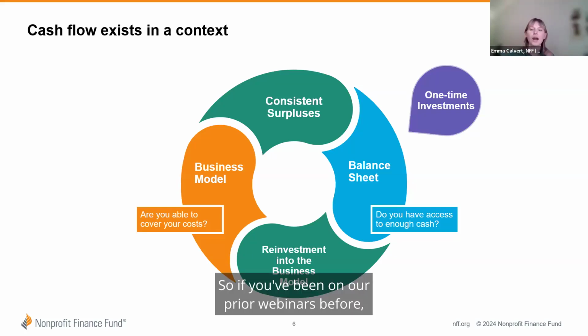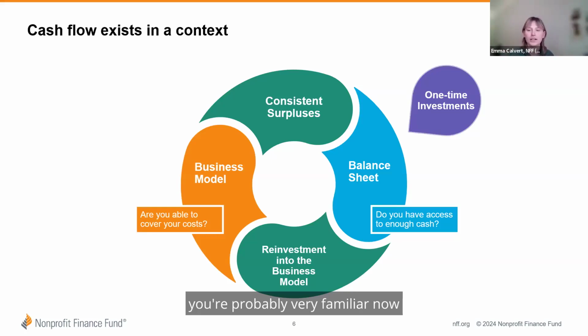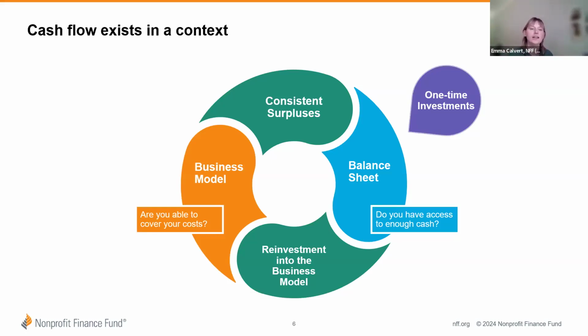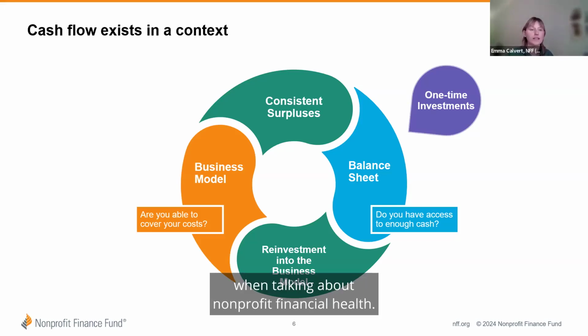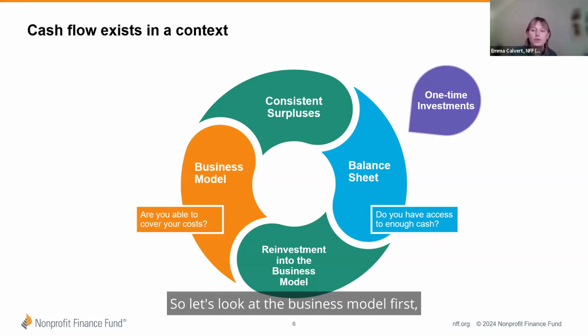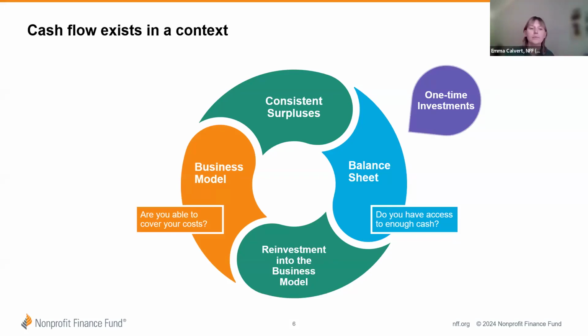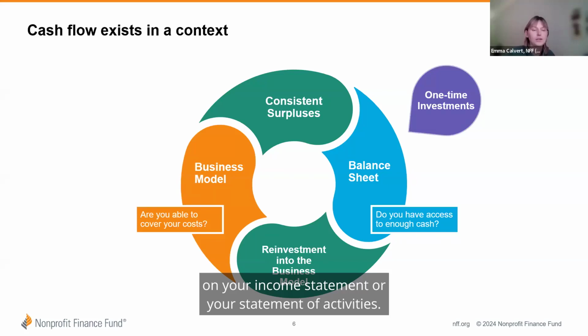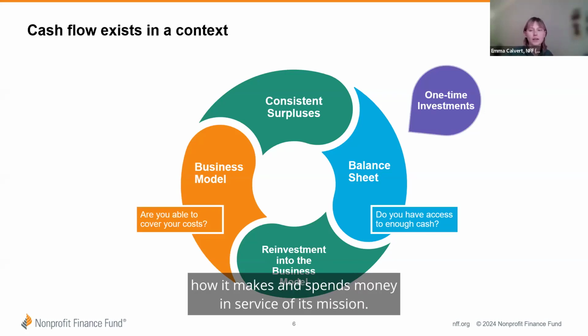So if you've been on our prior webinars before, you're probably very familiar now with this diagram, this graphic. And we like to use this diagram when talking about nonprofit financial health. It shows us what a healthy financial model can look like and how cash flow operates in this context. So let's look at the business model first, which is that little orange bar. And your business model is reflected on your income statement or your statement of activities. This aspect of a nonprofit's finances has to do with how it makes and spends money in service of its mission. So it's the day-to-day financial operations, it's the revenue or income, and the expenses or the costs.